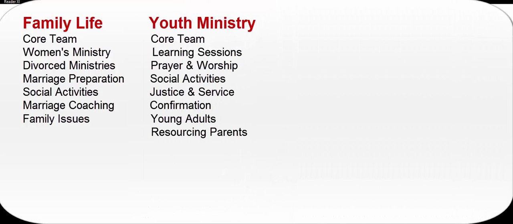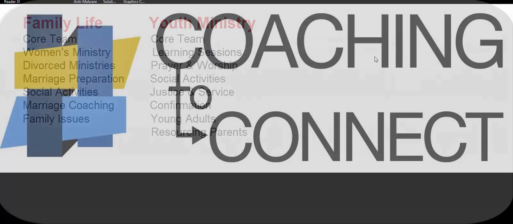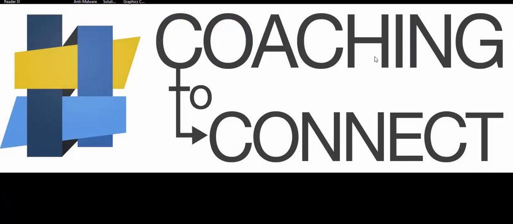The second project area is youth ministry. And for this area, this church has developed a list of program and initiative areas. The first would be they put together a core team. They've developed learning sessions, a prayer and worship initiatives team, social activities, justice and service projects, confirmation, young adults, and ways to resource parents. So of course, this church will continue to add to these lists as the ministry areas continue to grow. So after I have my list, I can build the work log.